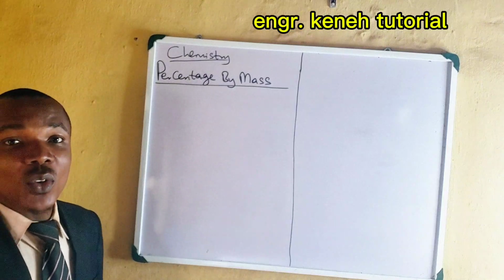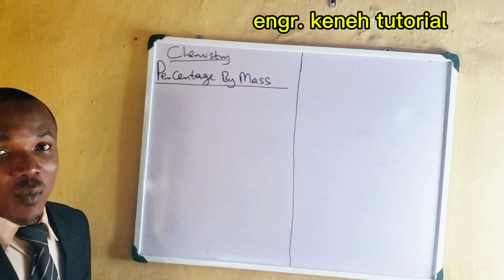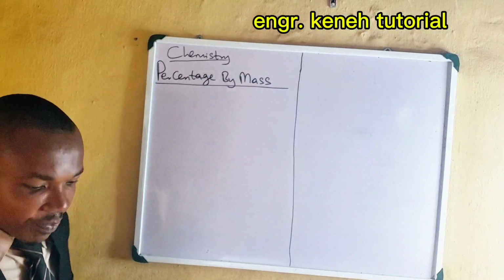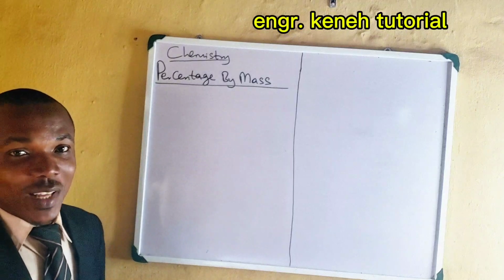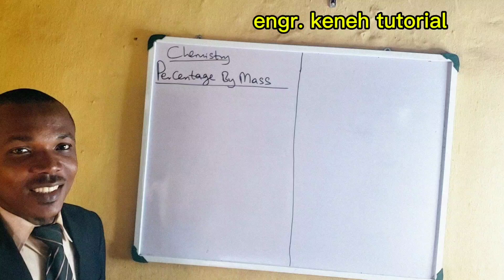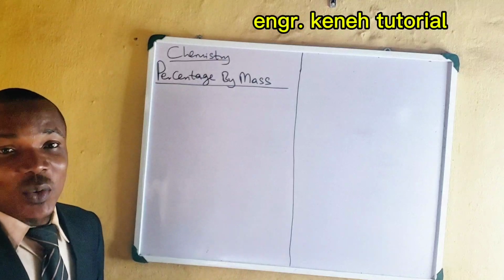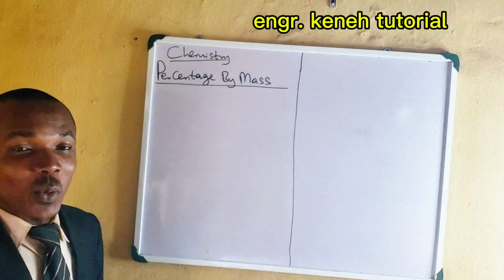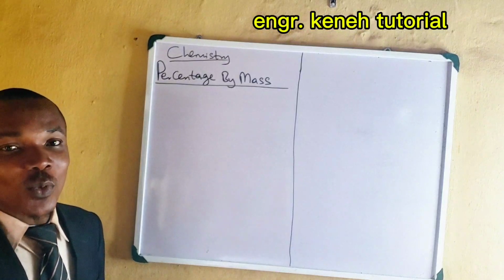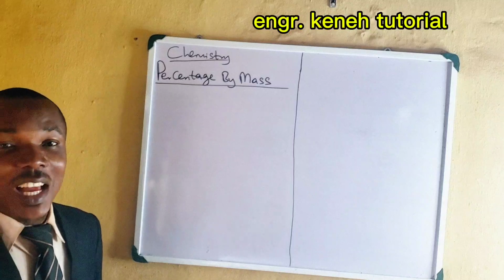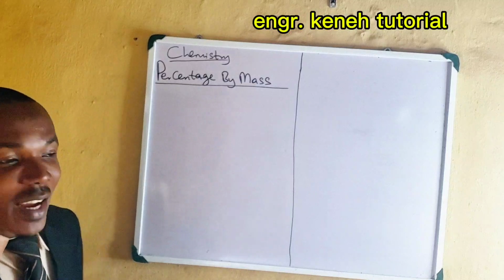First of all, you calculate the total mass of that compound. We call it a molecular mass. So you find the molecular mass of that compound. After finding the molecular mass, you then find the individual mass of that atom of an element we have in that compound. Then we say mass of that atom over molecular mass times 100 over 1. That is how to find the percentage by mass.